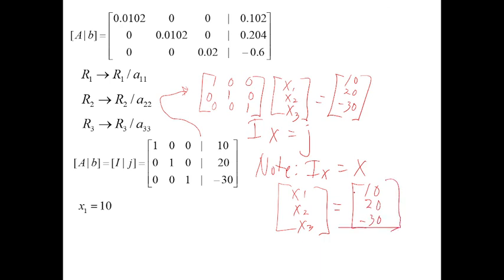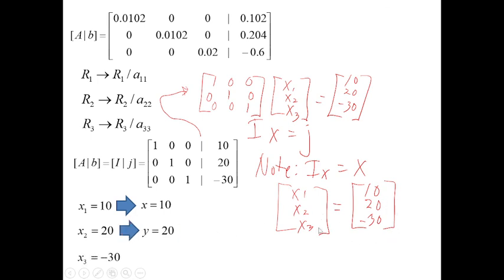That's why we now have x1 equals 10, x2 equals 20, and x3 equals negative 30. In the problem we use x, y, z, so x1 is x equals 10, x2 is y equals 20, and x3, negative 30, is z. So that's the answer. I hope you understand.